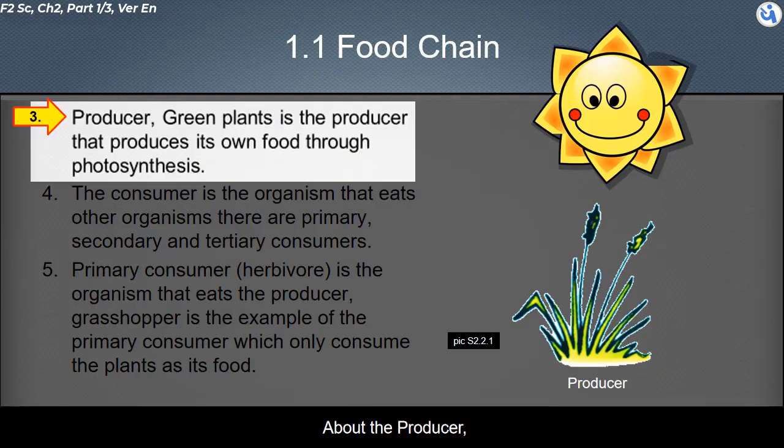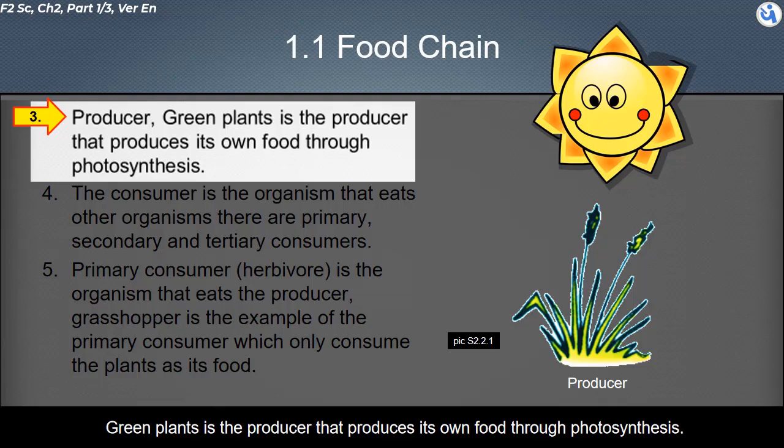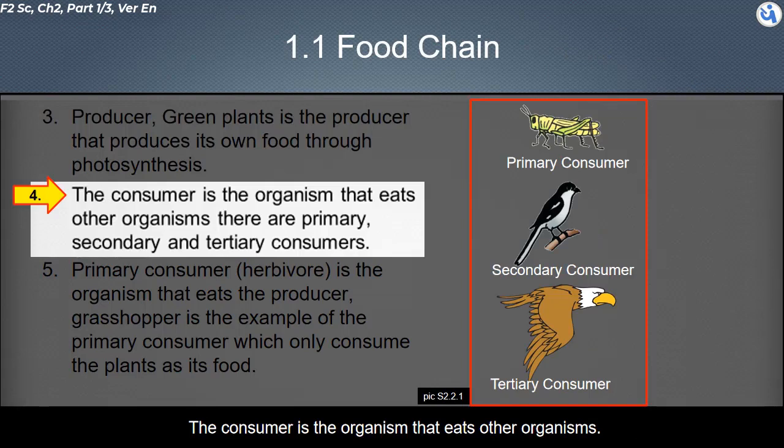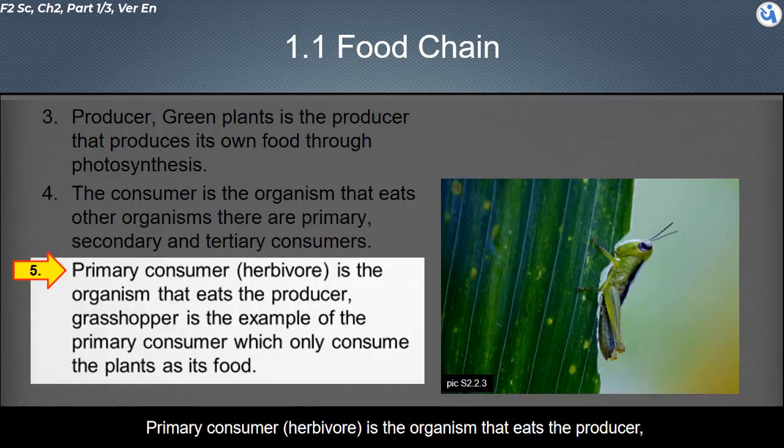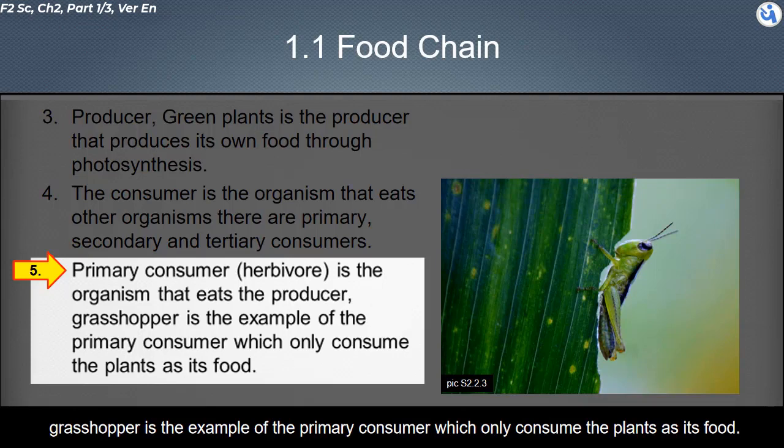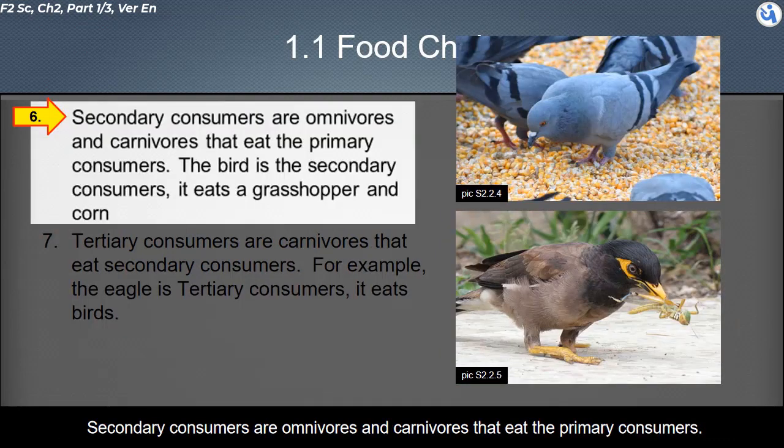About the producer. Green plants are the producers that produce their own food through photosynthesis. The consumer is the organism that eats other organisms. There are three types of consumers: primary, secondary, and tertiary consumers. A primary consumer is an organism that eats the producer. A grasshopper is an example of a primary consumer, which only consumes plants as its food.